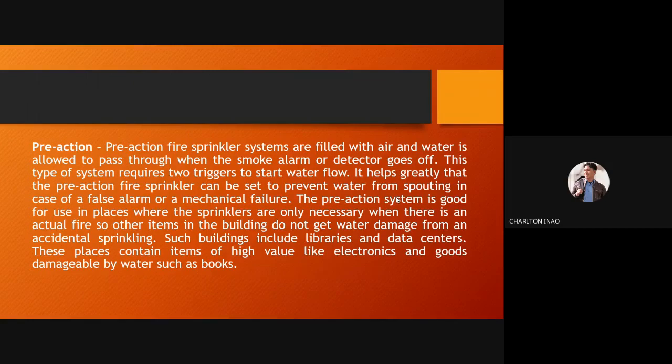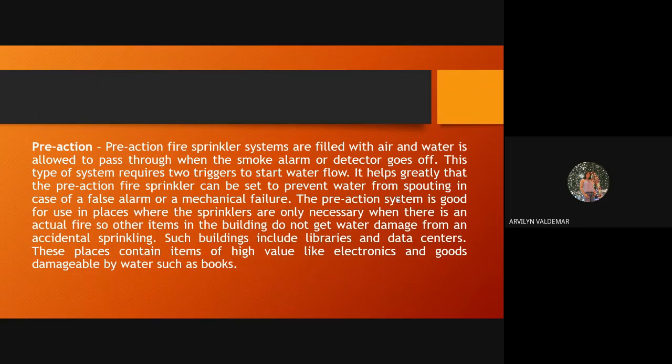So, pre-action. Pre-action fire sprinkler systems are filled with air, and water is allowed to pass through when the smoke alarm or detector goes off. This type of system requires two triggers to start water flow. It helps greatly, as the pre-action fire sprinkler can be set to prevent water from spouting in case of a false alarm and a mechanical failure.